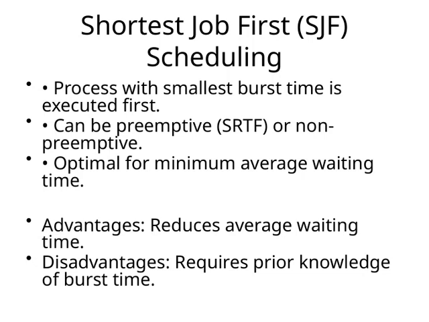Now let's talk about shortest job first, or SJF scheduling. Essentially, this approach means that the process with the smallest burst time gets executed first. It's a straightforward idea, but it can be implemented in two ways: preemptively, which is known as shortest remaining time first, or SRTF, or non-preemptively. The goal here is to minimize the average waiting time for processes, making it optimal in that regard.